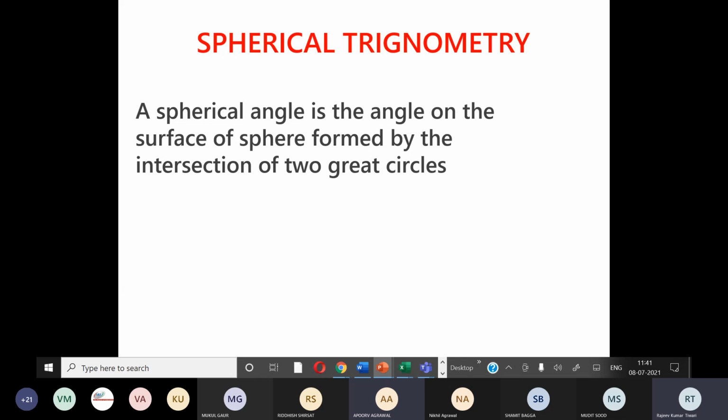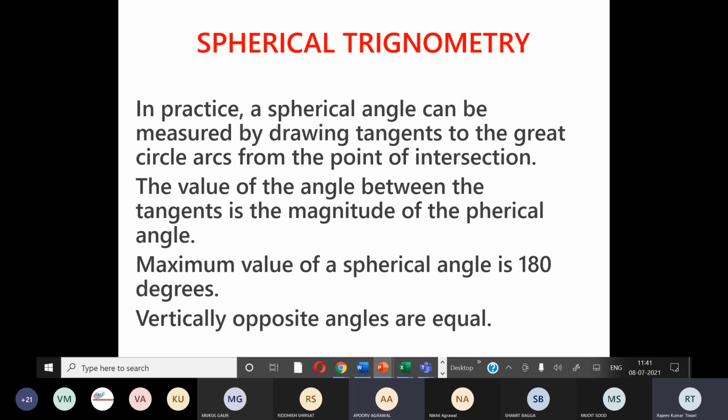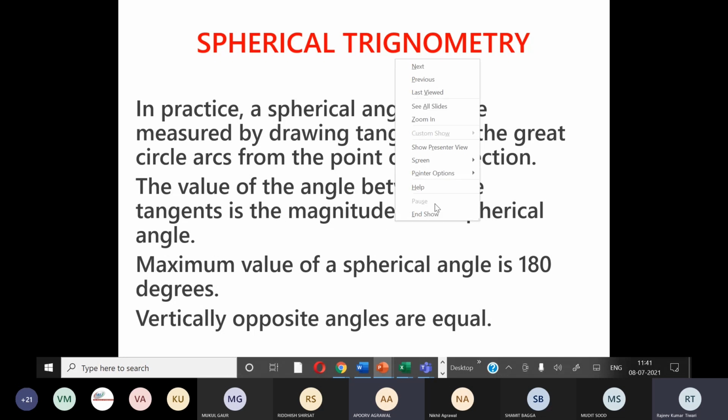As we discussed, a spherical angle is the angle on the surface of a sphere formed by the intersection of two great circles. How do we measure it? By measuring the angle between the tangents at any point, the tangents of the great circle arcs. So in practice, a spherical angle can be measured by drawing a tangent to the great circle arc from the point of intersection. The value of the angle between the tangents is the magnitude of the spherical angle.